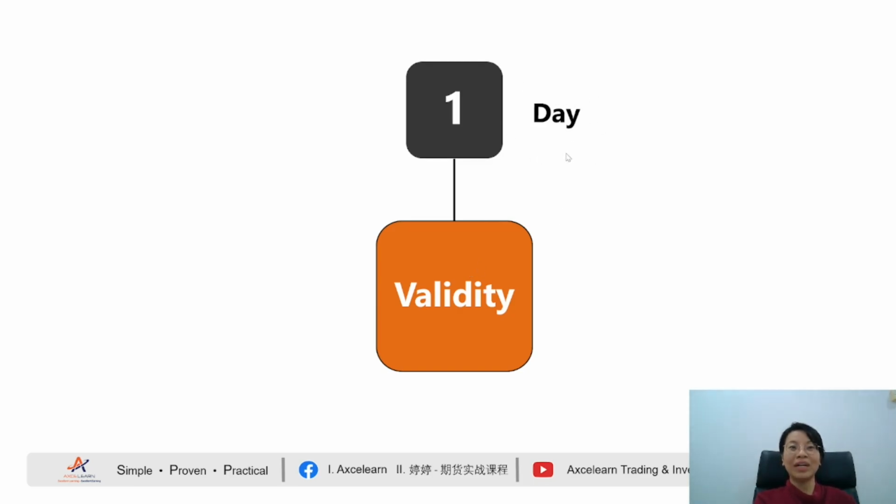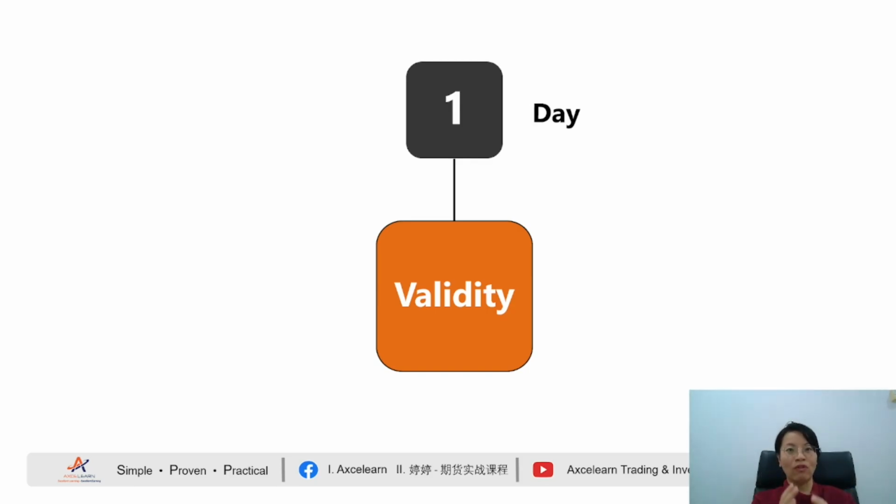A day order, by definition, means valid for a day. If I submit an order with the validity of a day order, it means that if the order has not yet been transacted, filled, or executed by the end of the day, it will automatically be cancelled, or the order will automatically expire. So validity defines the expiration of the order.